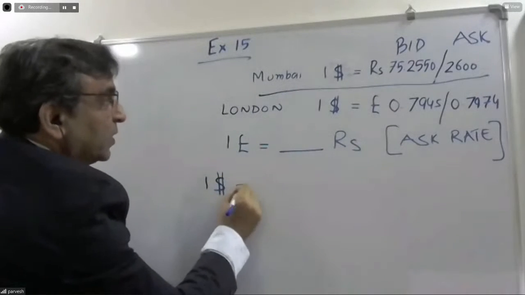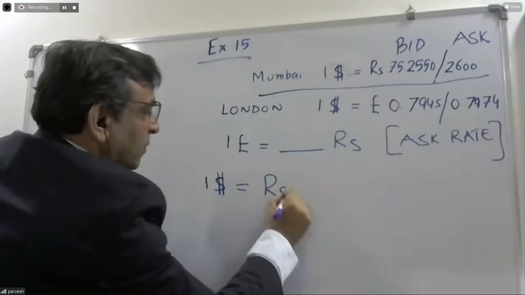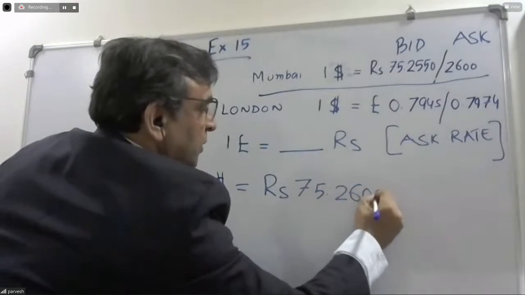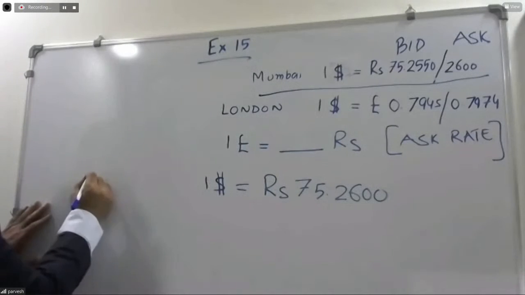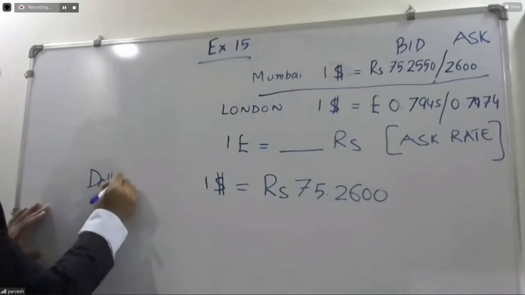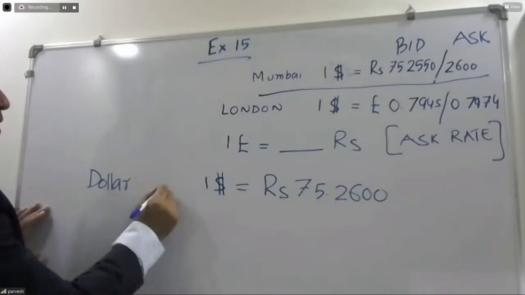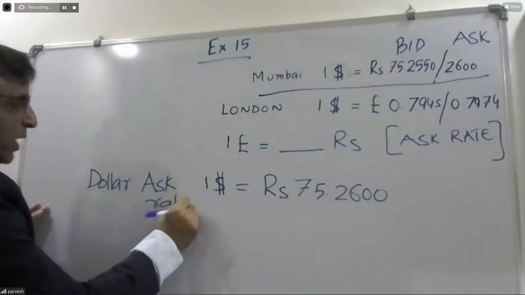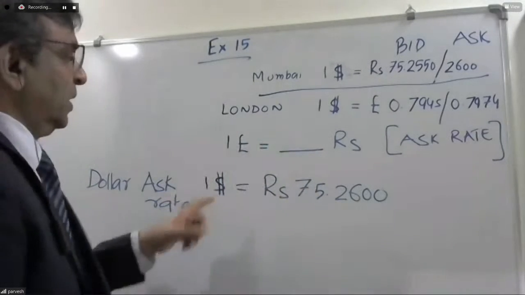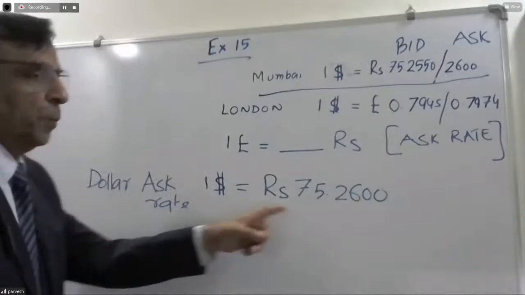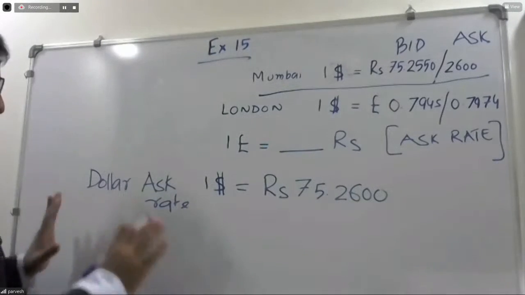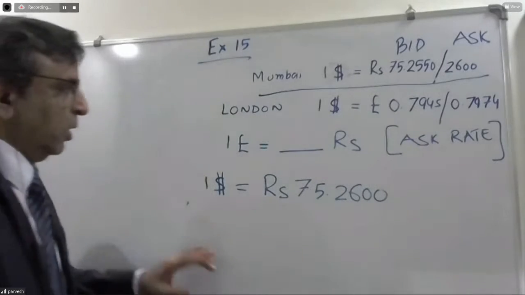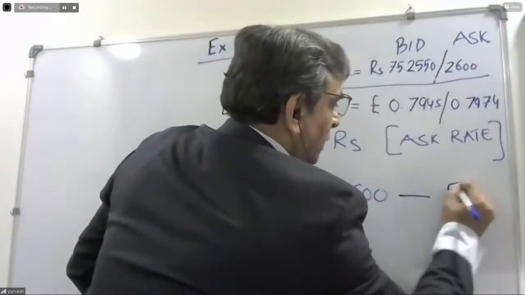$1 is equal to rupees 75.2600. So this is the dollar bid rate. This is the dollar ask rate. That means the customer who has to buy dollars has to spend these many rupees to buy $1. So this is one quote we should understand. But then he needs a second quote, and this is in European terms.